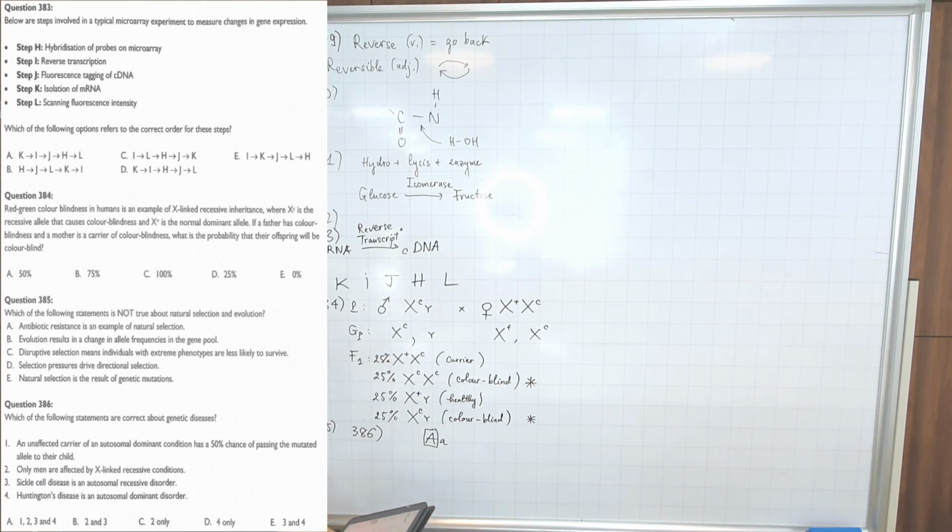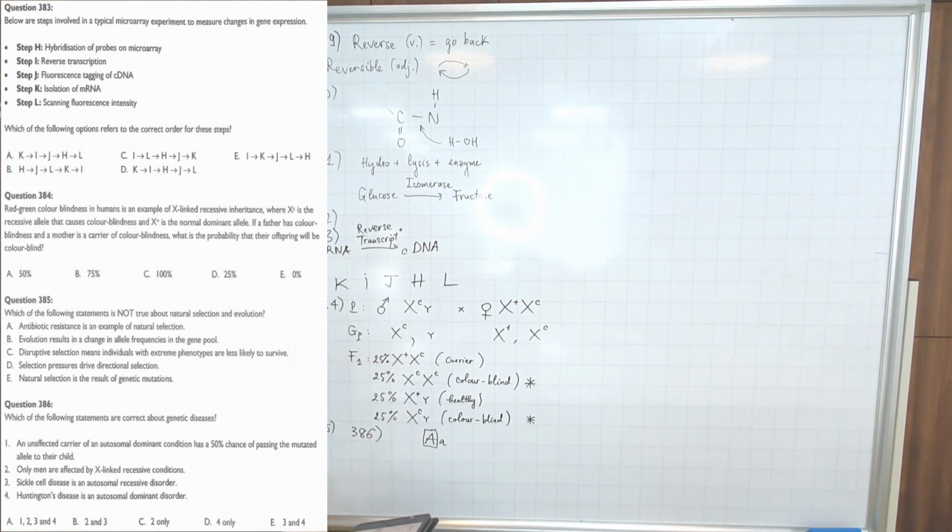Number two, only men are affected by X-linked recessive conditions. Chỉ có đàn ông bị ảnh hưởng bởi những tình trạng nhiễm sắc thể giới tính và lặn. Of course, women can be as well. So number 2 is wrong.